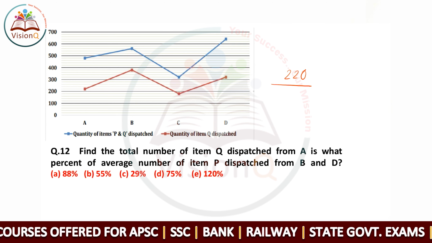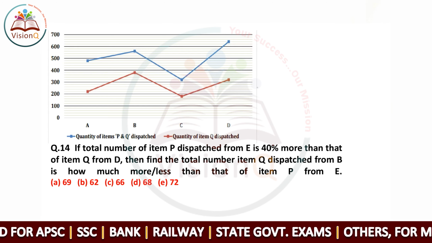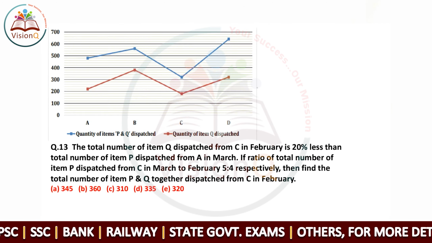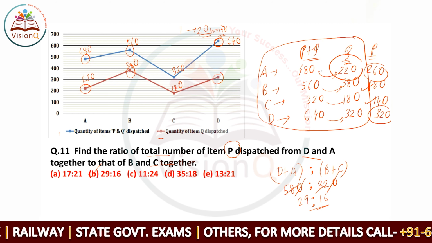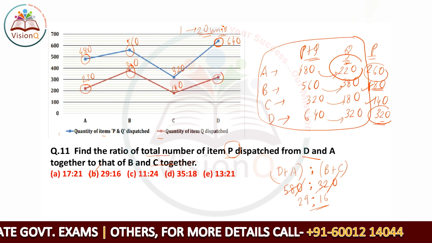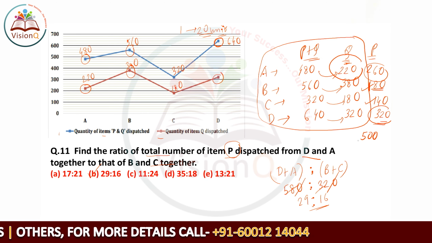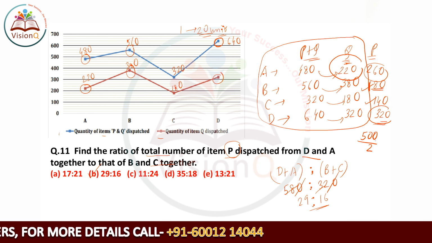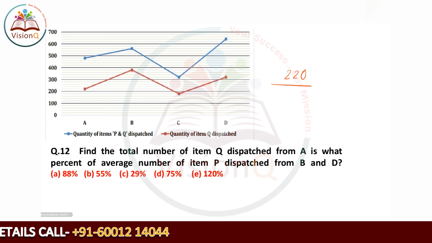So item P dispersed from B and D is 180 and 320. If I add these two numbers, it becomes 500, and average will be 500 divided by 2, which is 250. So 220 is what percentage of 250? This is the question in question number 12.